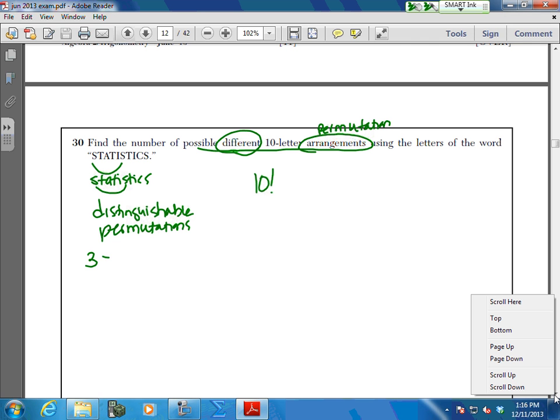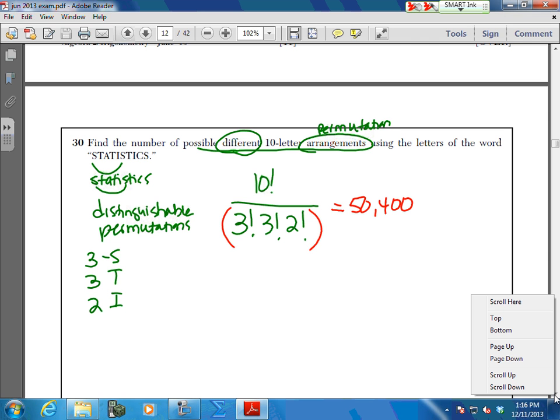And how often things repeat. You have 3 S's, you have 3 T's, you have 2 I's. You take out the repetitions in the denominator. 3 factorial, 3 factorial, 2 factorial. Make sure when you put this in your calculator that these are in parentheses. And come up with your number. 50,400 different ways.